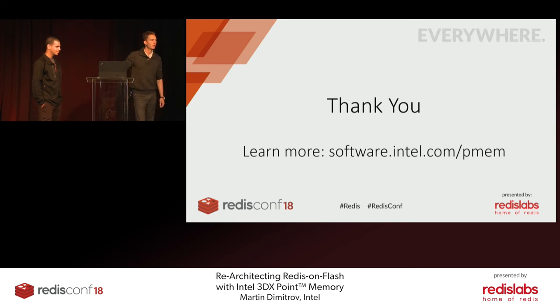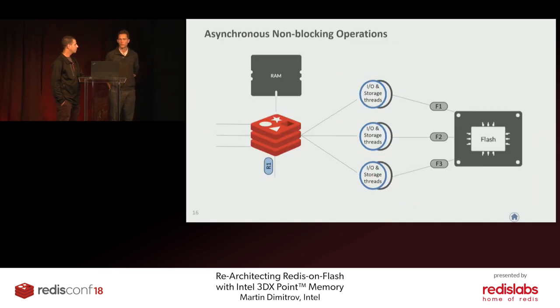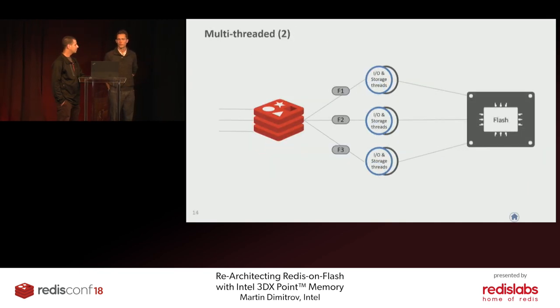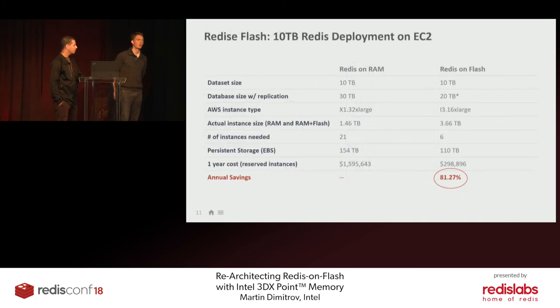In one of the slides I saw that the EC2 I3 instance is mentioned. Does that instance have this flash memory which is introduced by Intel? No, you cannot use it now. Currently that memory is available only with Intel partners under NDA to enable software. It is not publicly available yet.